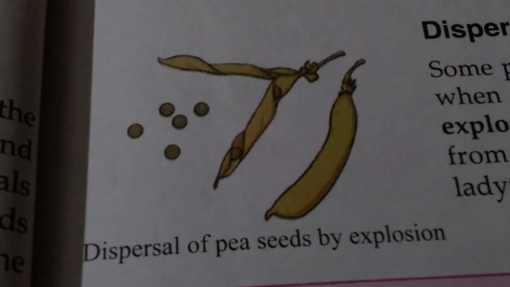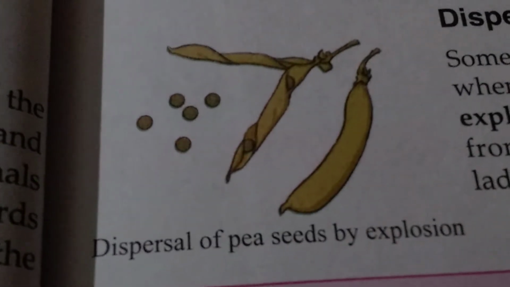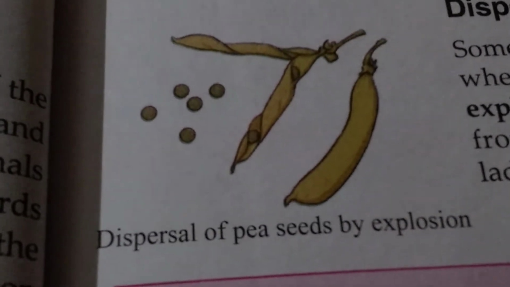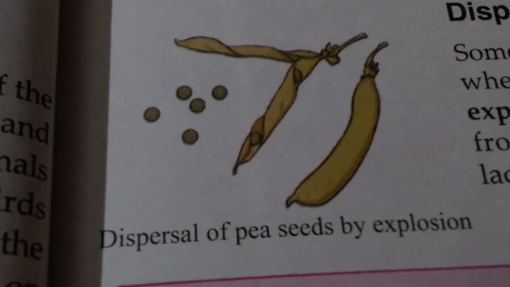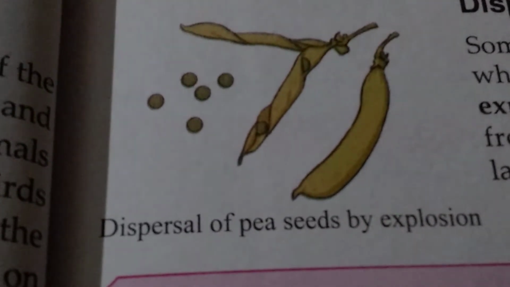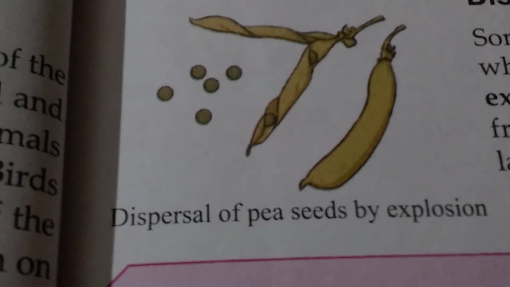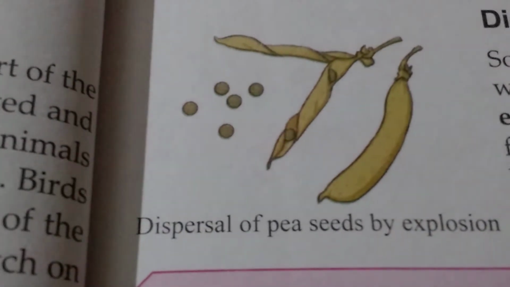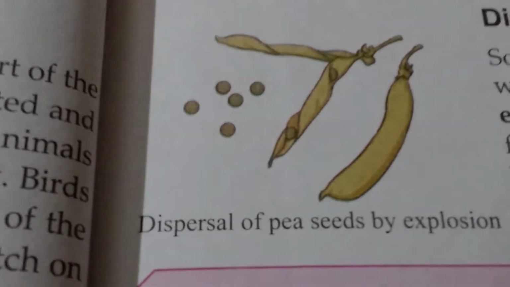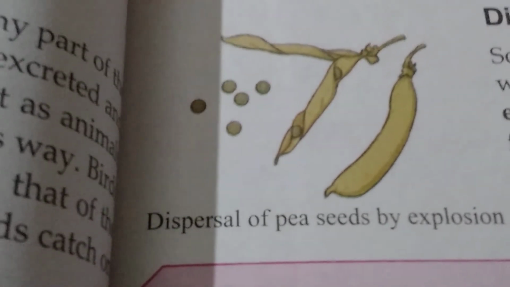Now, dispersal by explosion. Okay, the seeds are always inside a pod, and the pod bursts open, and the seeds are ready for dispersal. The explosion shoots the seeds out and away from the parent plant. Peas, beans, and violets use this method of dispersal. Okay, and besides that, examples of such dispersal by explosion are lady's finger, peas, etc. Balsam also.